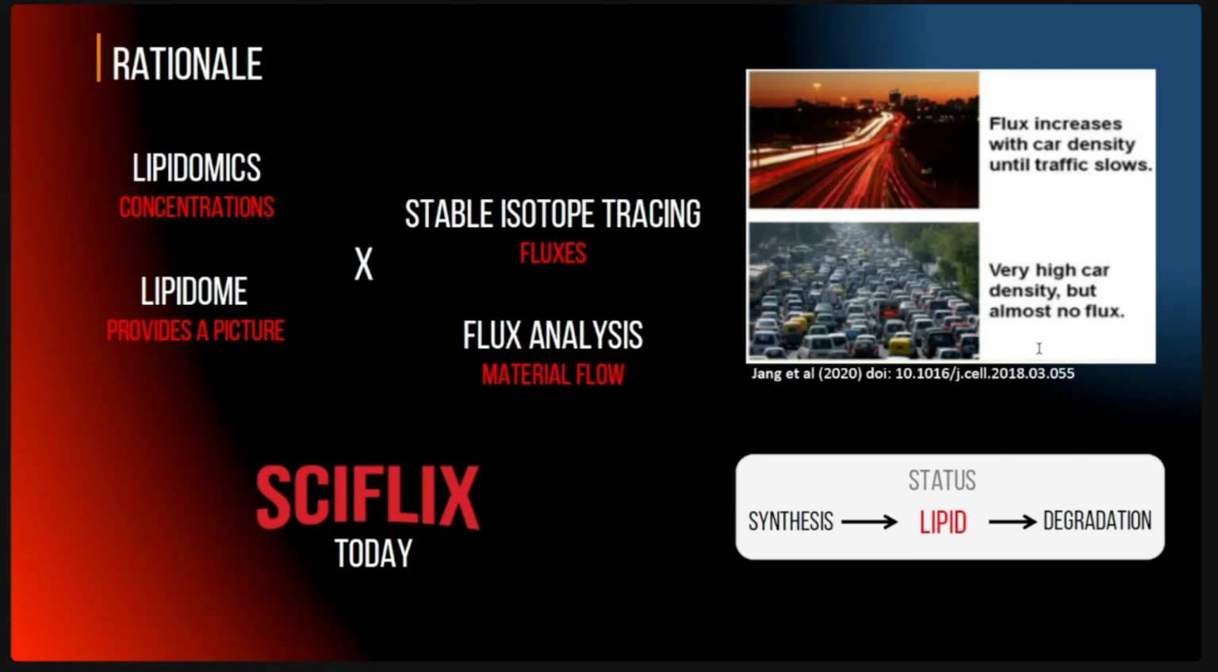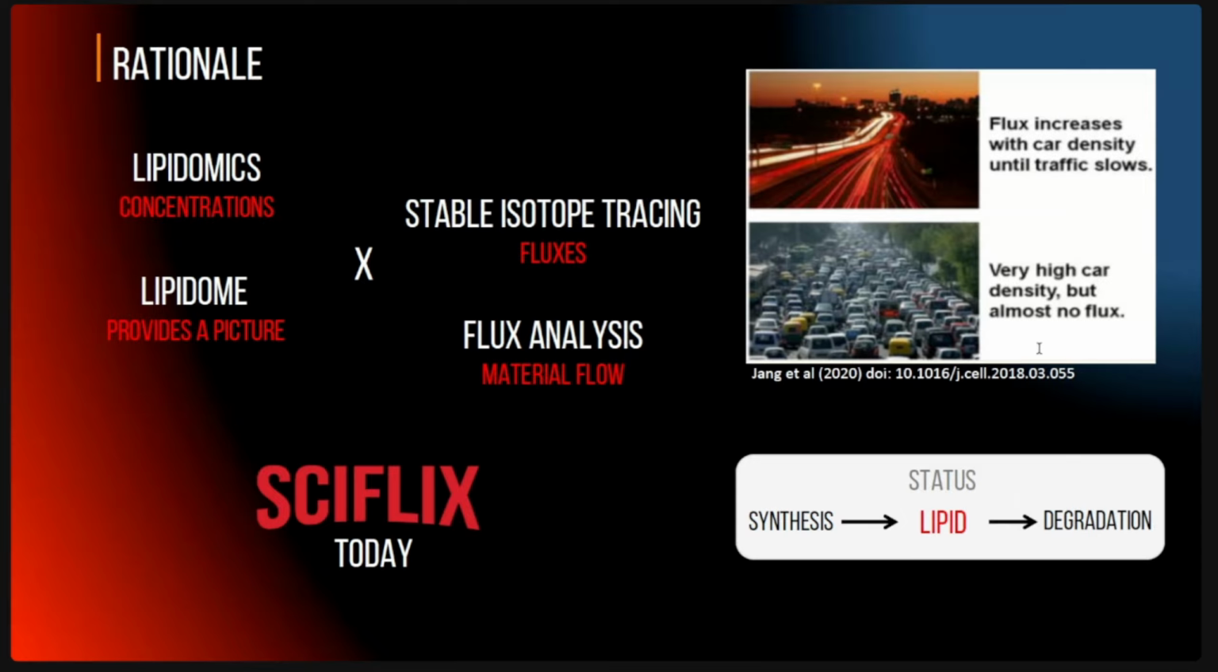I could explain that like a photograph versus a movie, but I stole this from Joshua Rabinowitz from Princeton, and he explains this flux analysis more or less like you're driving a car, and then the flux increases with car density until the traffic slows down by a narrow road, and then you have finally very high car density, but almost no flux.